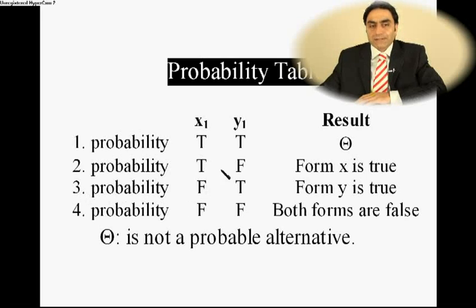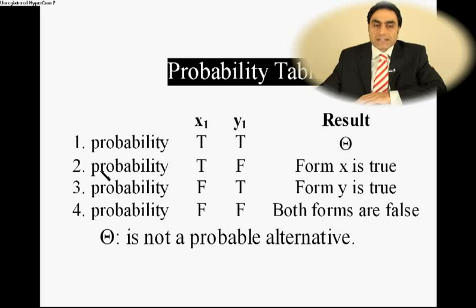And at the third probability, X1 is F, Y1 is T. This probability, or this alternative, is the opposite of the second, and this time form Y is true and form X is false. The last probability, X1 is false, Y1 is false, phi. It means both of them's action is in an inaccurate way, false, and none of the reports is true. The knowledge which comes from X1 is false, and Y1 is false too. Both forms are false.